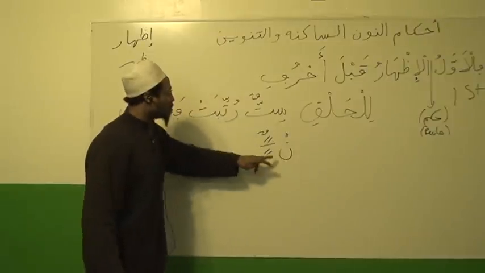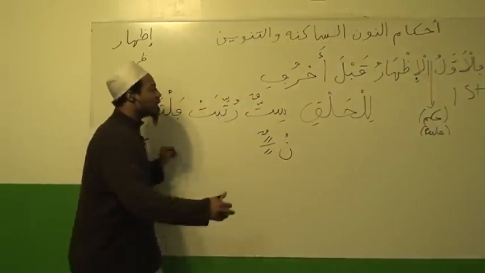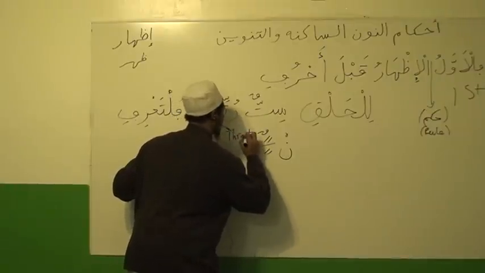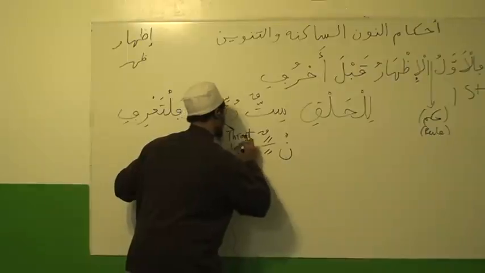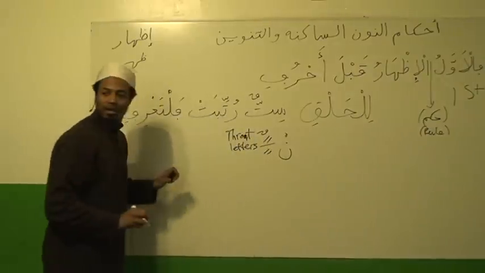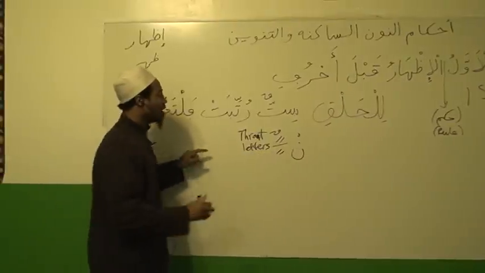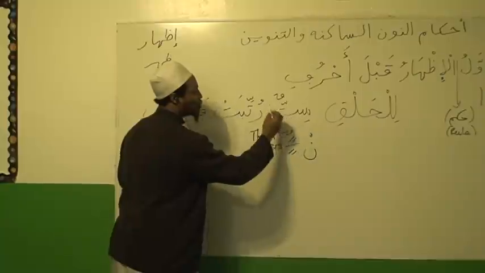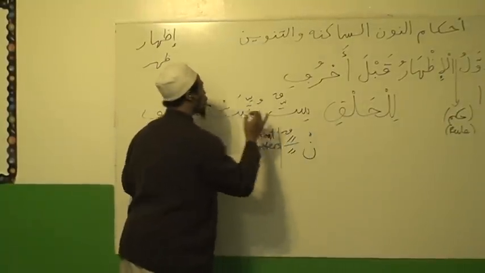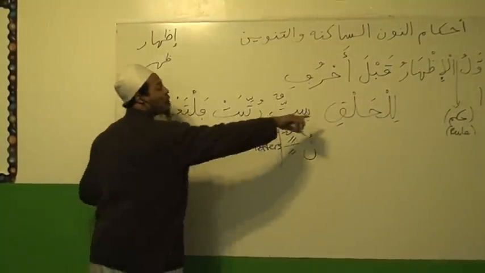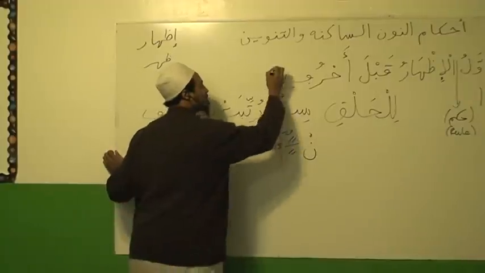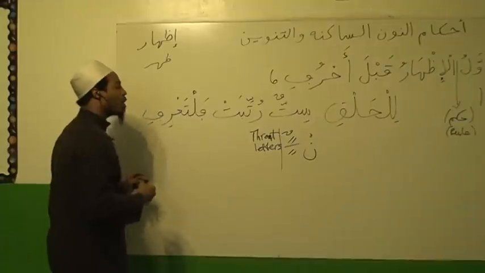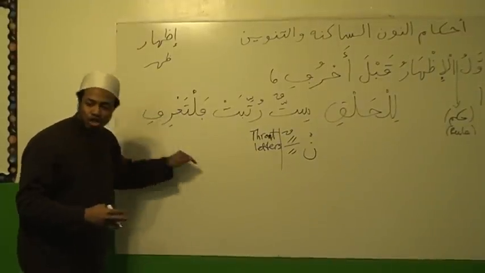So it says, when noon sakin or tanween comes before the throat letters... Throat? Was it throat letters? Okay. Whenever noon sakinah or tanween is mixed or comes right next to the throat letters, sittun. Lil halqi sittun rutibat faltarifi. For the throat, there are six. This is six right here. Rutibat, set and straight in order. Faltarifi. So then you should know what they are.